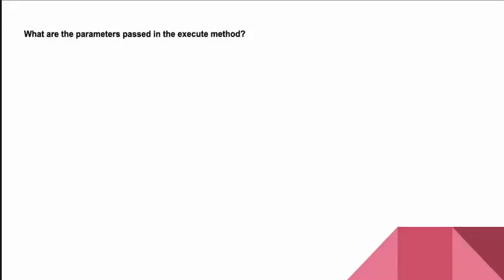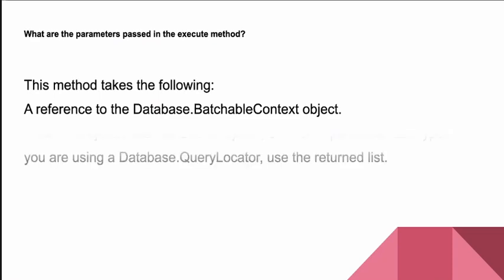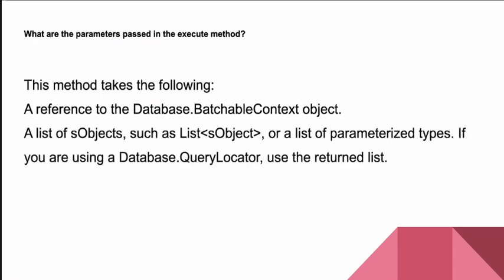What are the parameters passed in the execute method? Okay, so one is the Database.BatchableContext object. Then second is a list of sObjects, a list of parameterized types. So yeah, these are the ones. Yep, that's correct. The Database.BatchableContext object and then the list of sObjects.